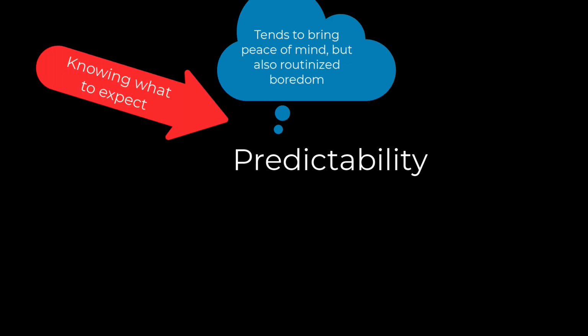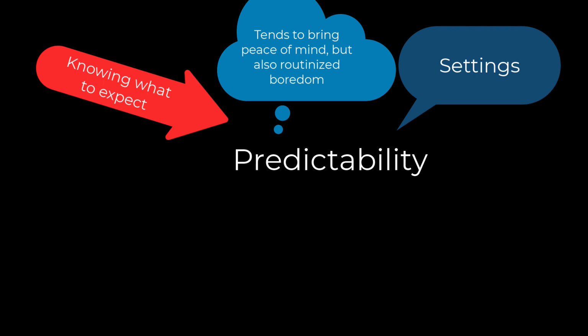Next, we want to consider predictability. It's knowing what to expect. And while this tends to bring us peace of mind, it can also bring us routinized boredom. In the first case, we have predictable consumption settings. There's a lot of upsides to this in that you know what you're going to get, you feel safe. Of course, there's also potential downsides. While these settings are easy to use, you often don't get pleasantly surprised either.